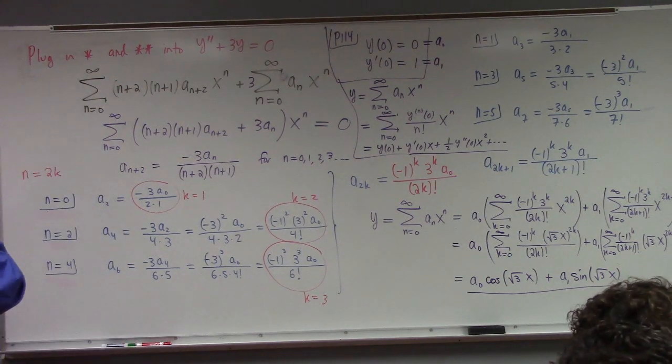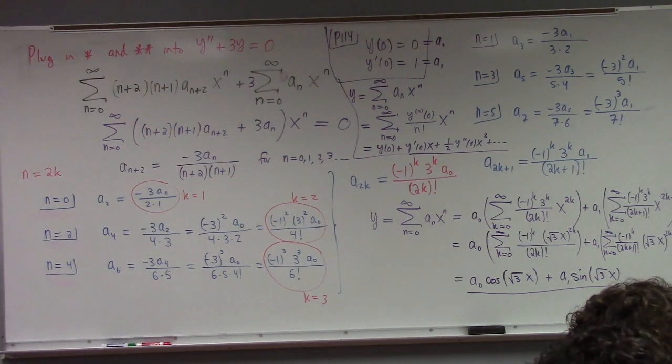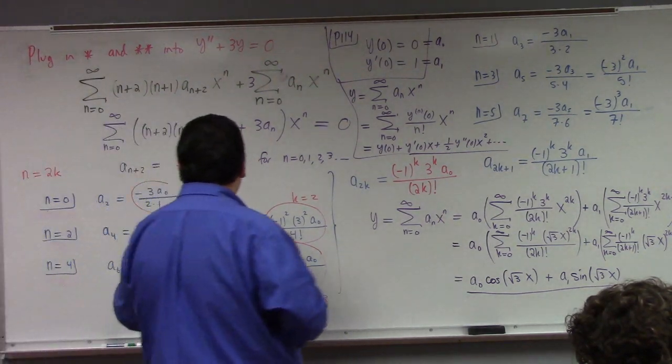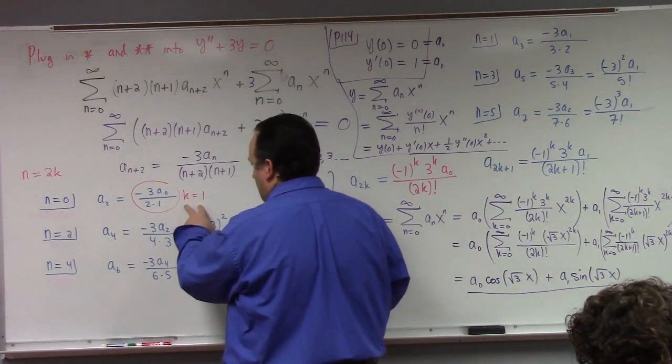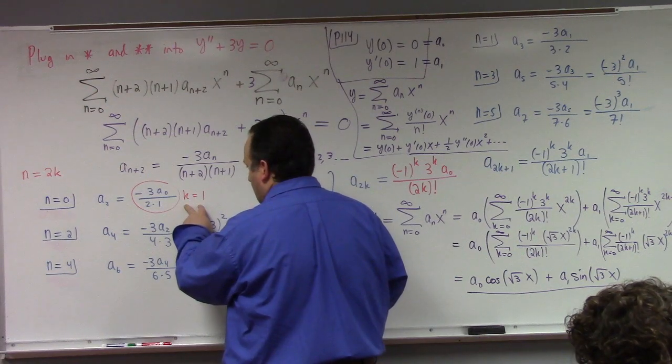Why did you use the n plus 2 instead of 2k to find a3, a5, and a7? Wait a minute, what? You plugged in 1 to find a of 3. Why didn't you use n equals 2k? You used a sub n plus 2.